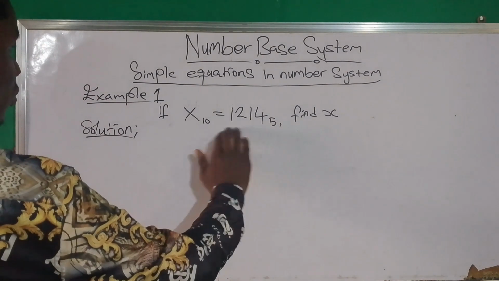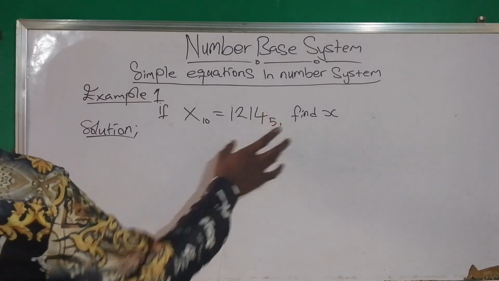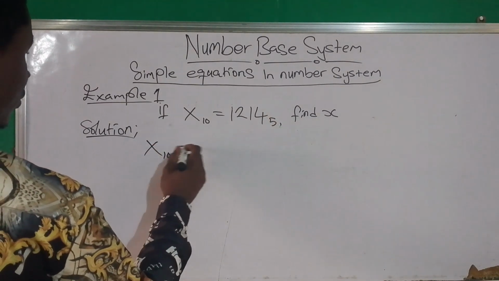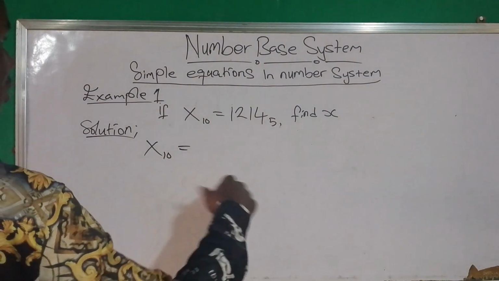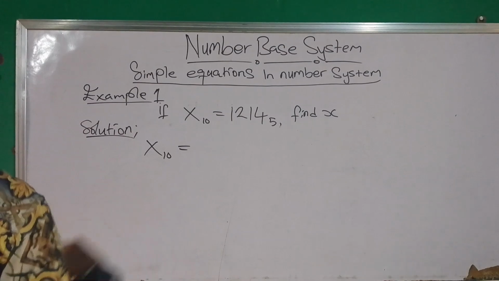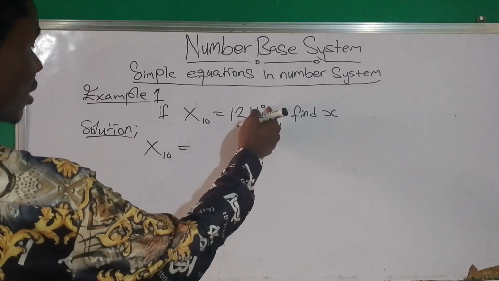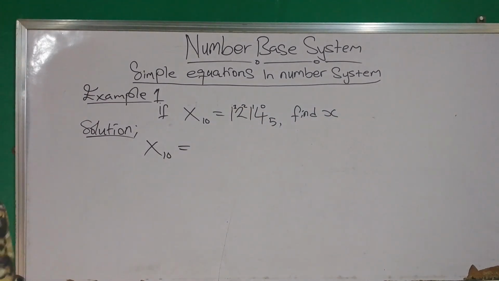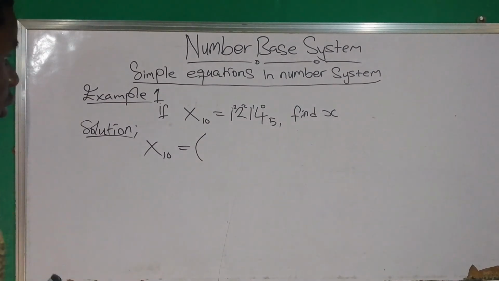Remember, we've already dealt with conversion from any base to base 10, and that principle is what we are going to apply here to get the value of x. Now converting this to base 10, remember we said we apply some indices here in ascending order. We start from 0, 1, 2, 3. These are the powers that we'll be using for our expansion.